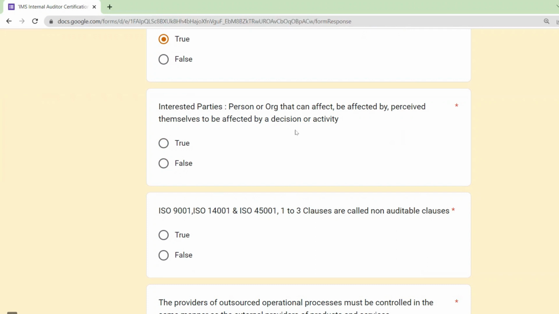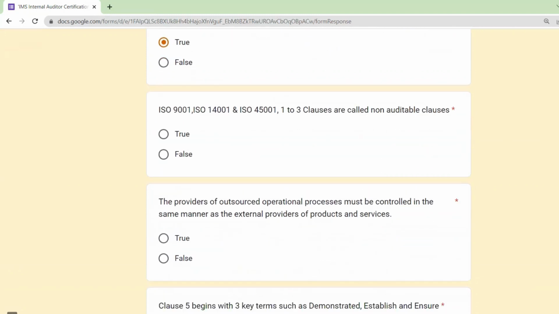This is given in ISO 19011. Sorry, ISO 9000 standard, that is the fundamental vocabulary that has this information. And let's go to the next one. ISO 9001, 14001, and 45001, clauses 1 to 3 are non-auditable clauses. Yes, that's right.